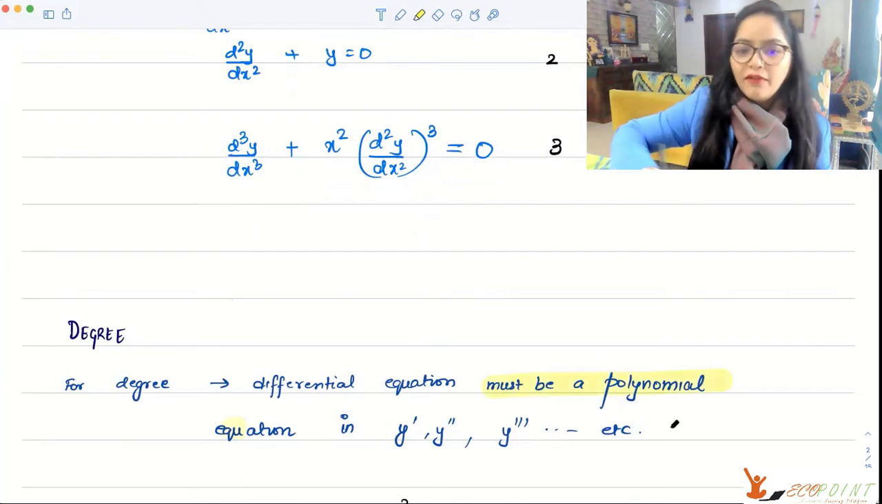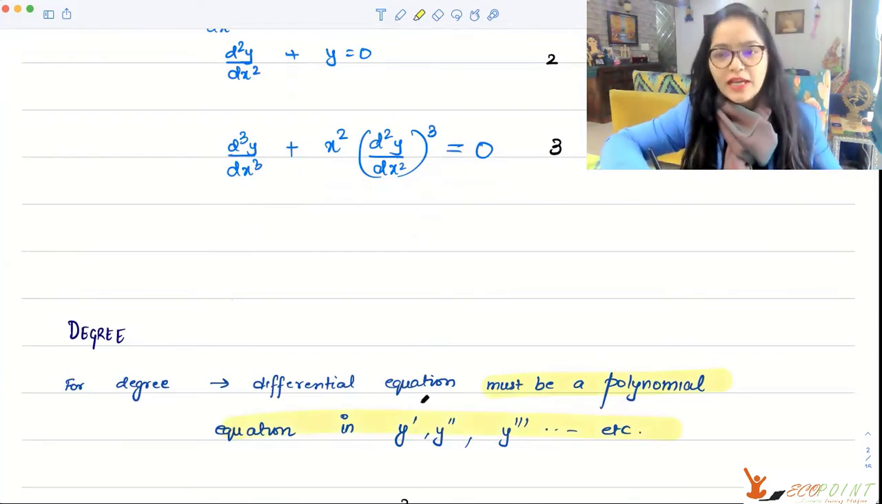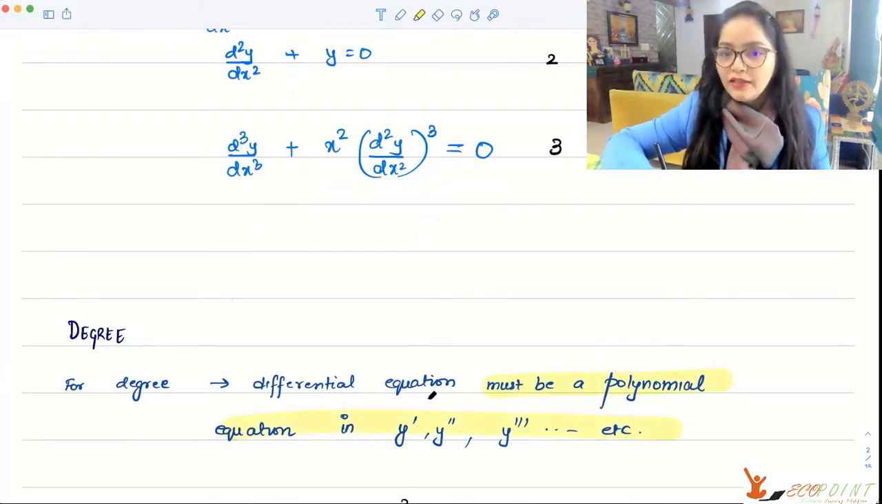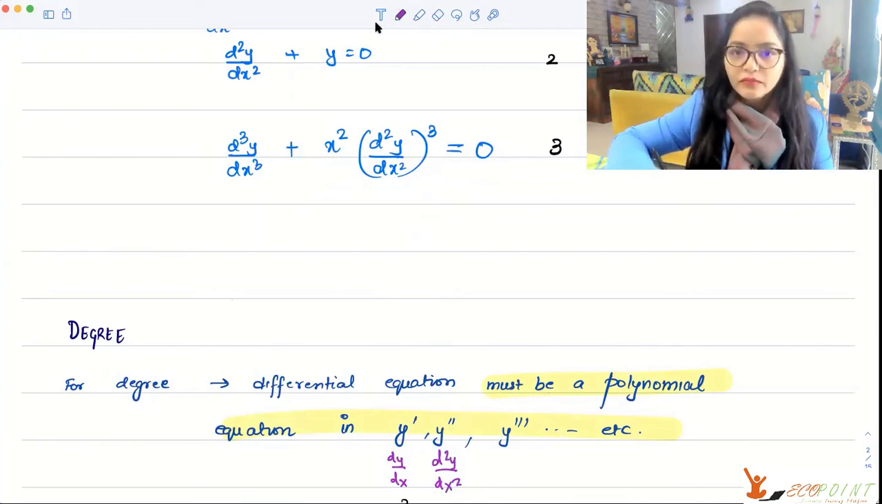In terms of y dash and y double dash, when I say y dash, it basically means dy by dx. When I say y double dash, this is for d2y by dx squared, that is the second order derivative, then the third order derivative, and so on and so forth.